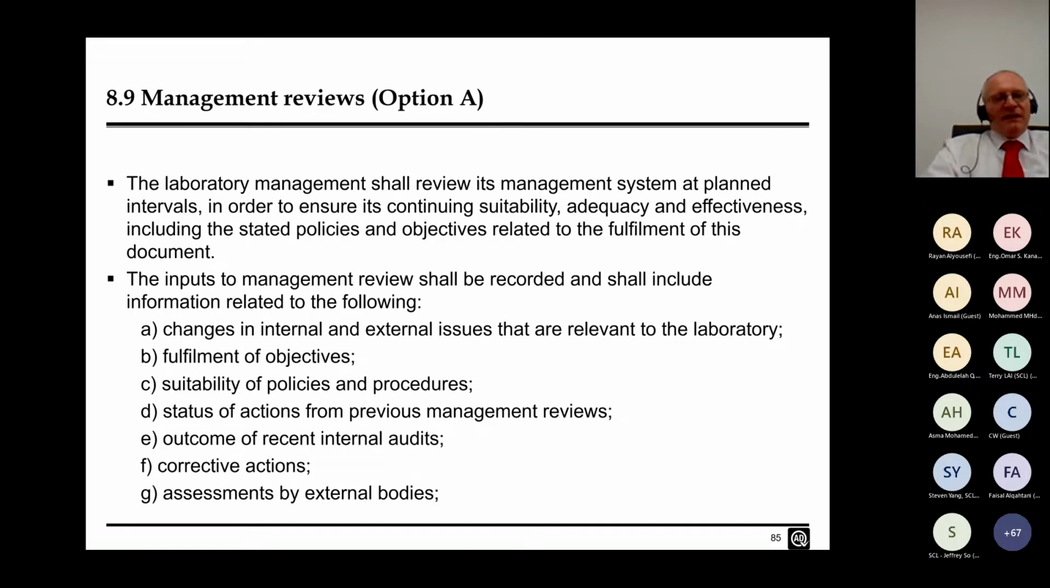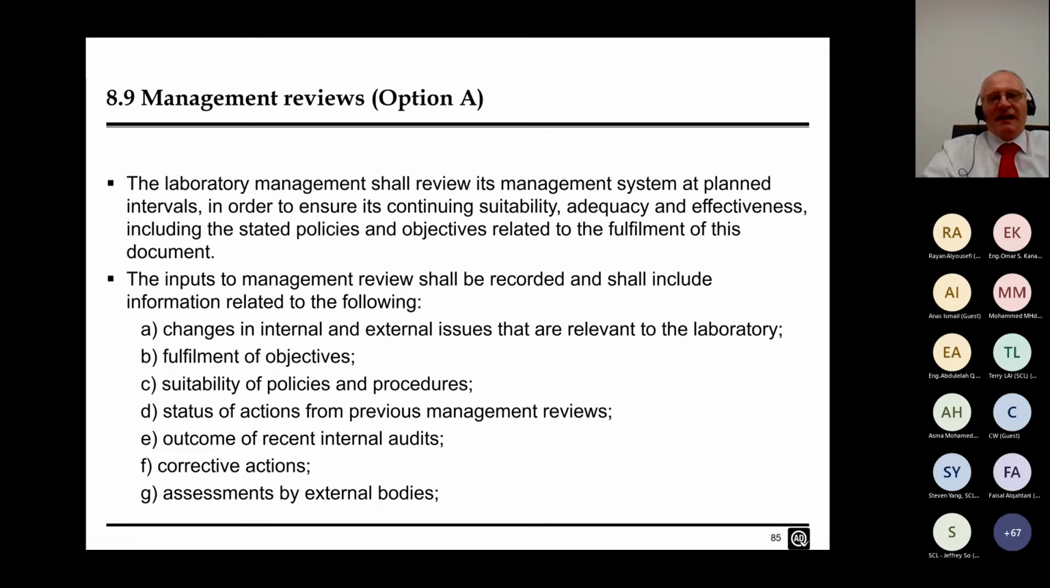Management reviews. This is where you take all this information. You sit together, the laboratory management, the lab managers, the quality managers, customer service people, and you look at what you've done. Is the management system working? Are we delivering the quality to the policies and objectives that we set up? Are we really managing what we wanted to do? So has anything changed internally or externally? Are we meeting our objectives? Are our policies and procedures suitable? Have we followed up our previous management review?